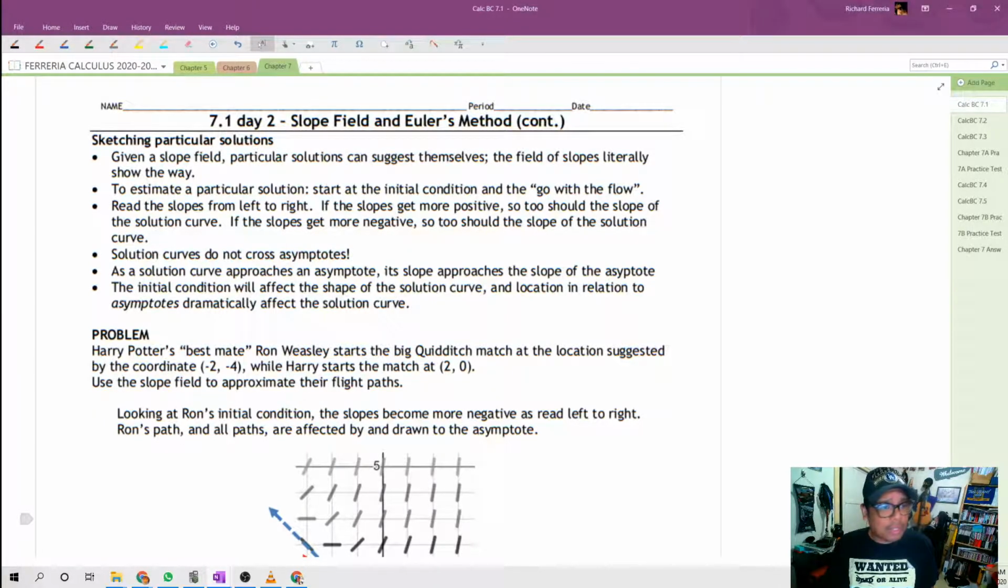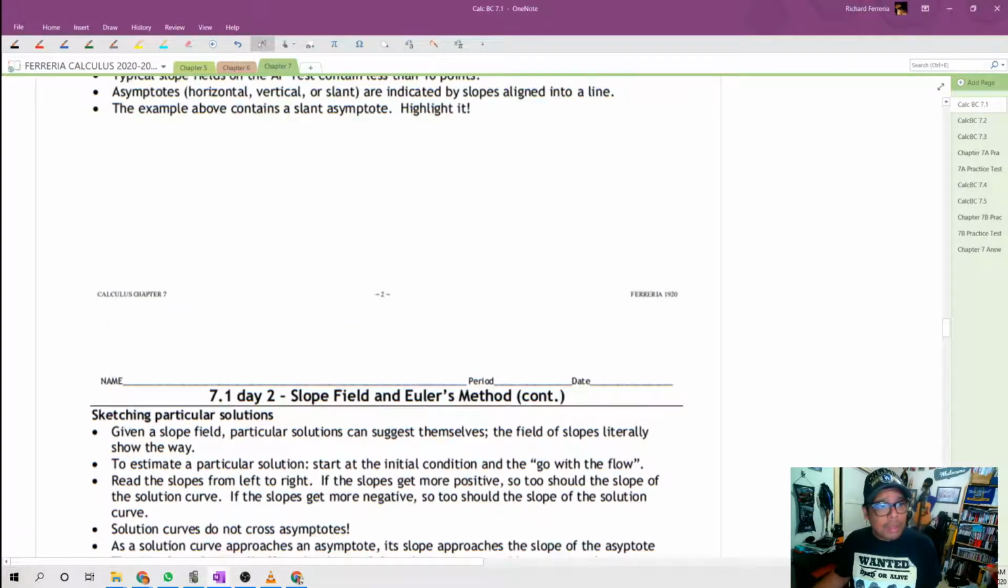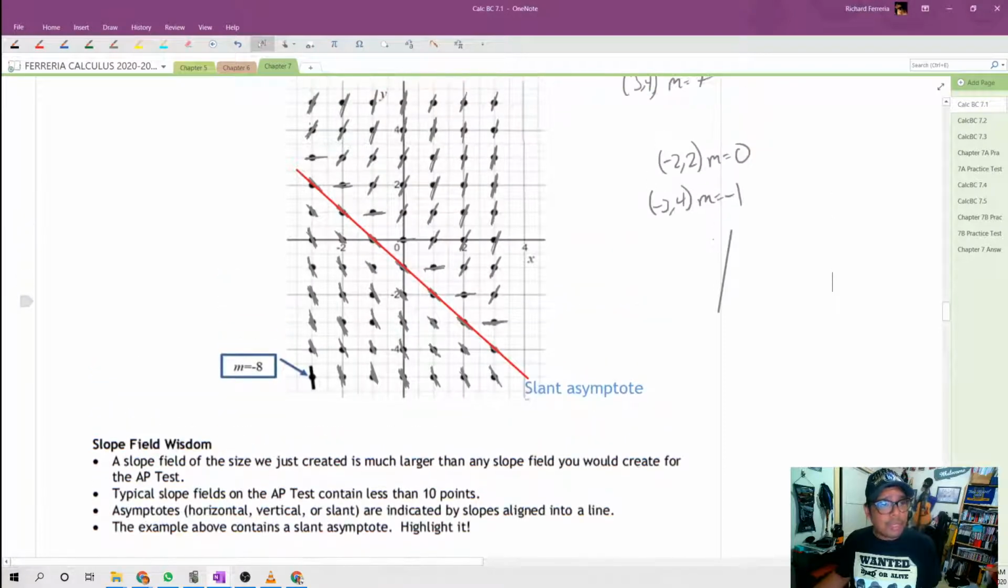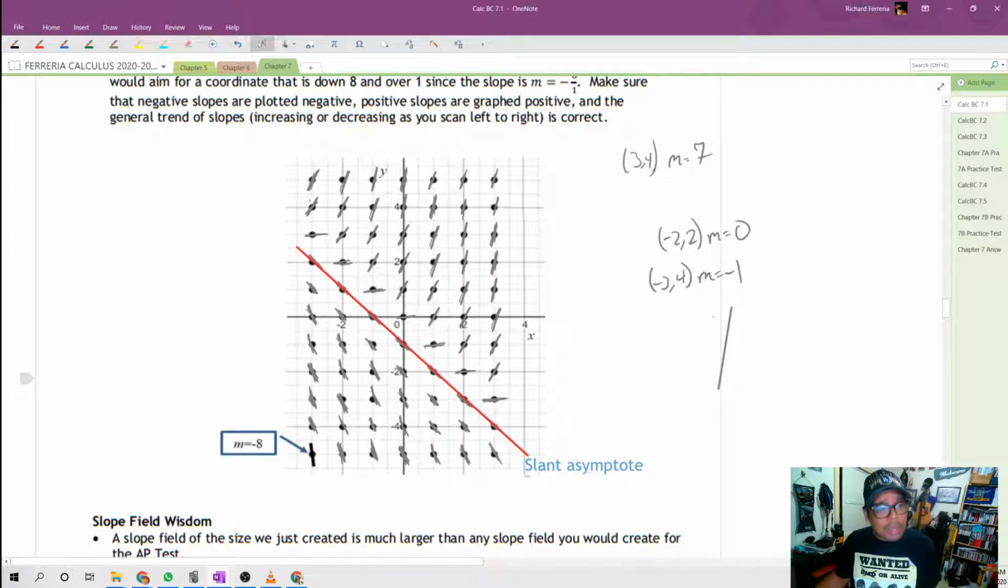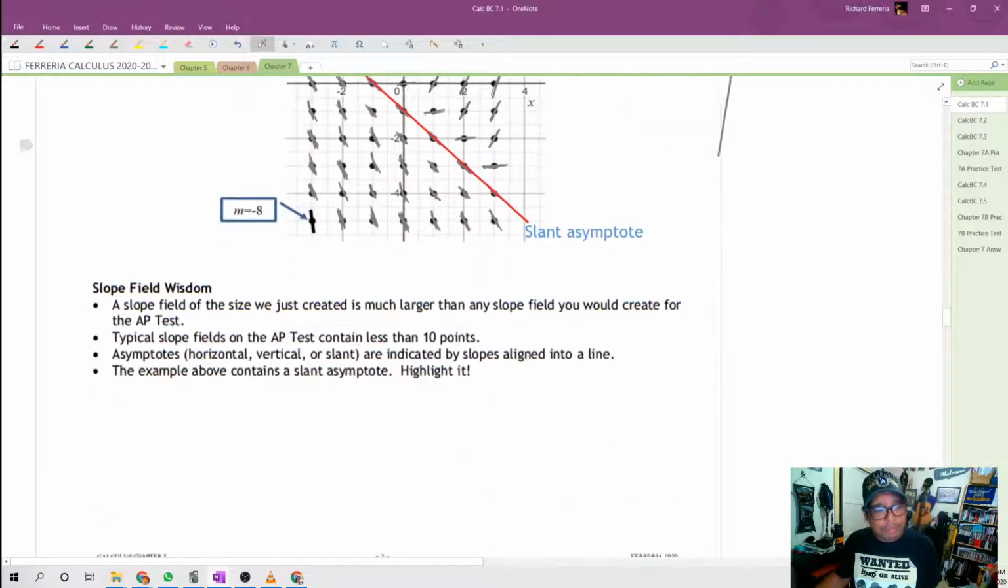As a solution approaches the asymptote, the slope will approach the same slope as the asymptote, and the initial condition will affect the shape of the curve in relation to the asymptotes. So we said over here that as we read from left to right, if you're above the slant asymptote, you will bend away from the asymptote in the upwards direction. And if you are below the asymptote, you're going to bend away from the asymptote in the negative direction, downwards.